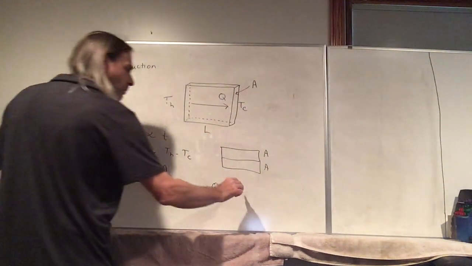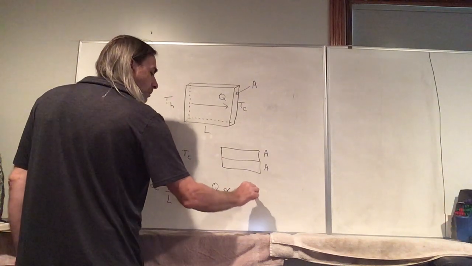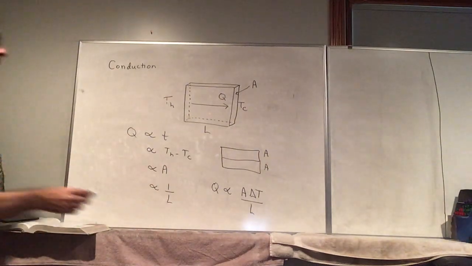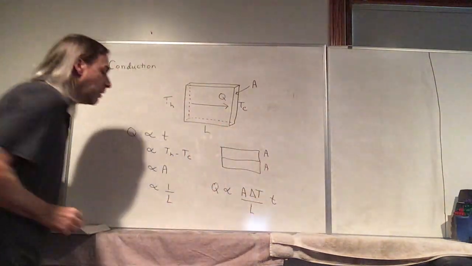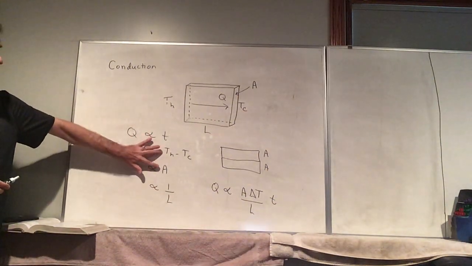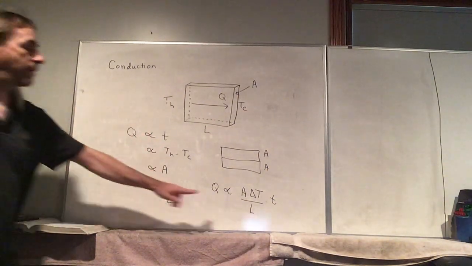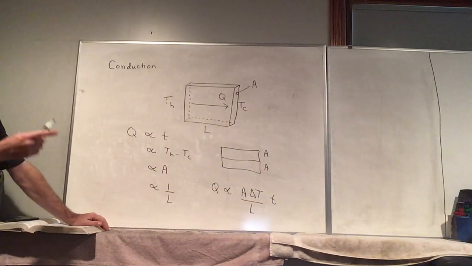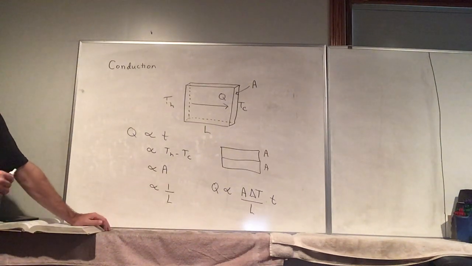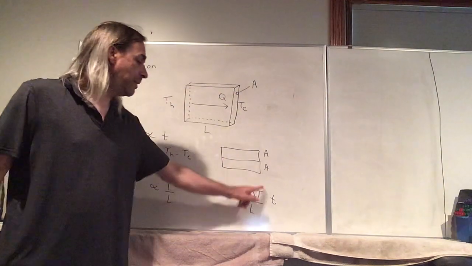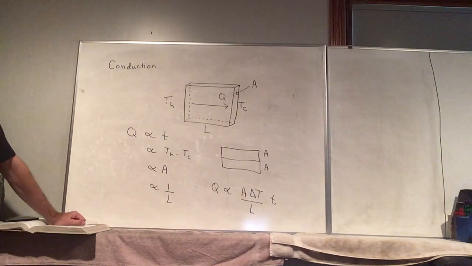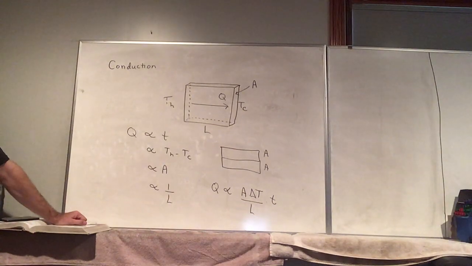So I'm going to write it like this. We have A, TH minus TC, which I'm writing as delta T. We took care of those two. And time is inversely proportional to length. And if we divide by T, then on the left side we'll have power is proportional to A delta T over L. And to turn this into an equation, we introduce a constant, and that constant is called the thermal conductivity.